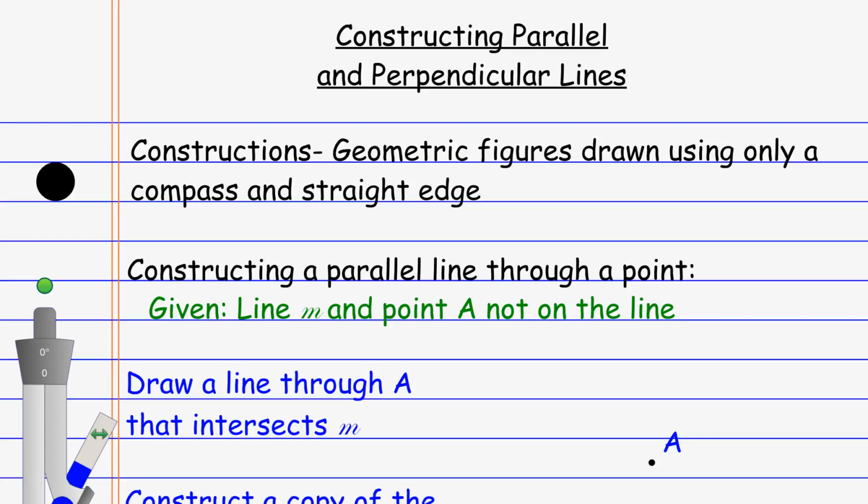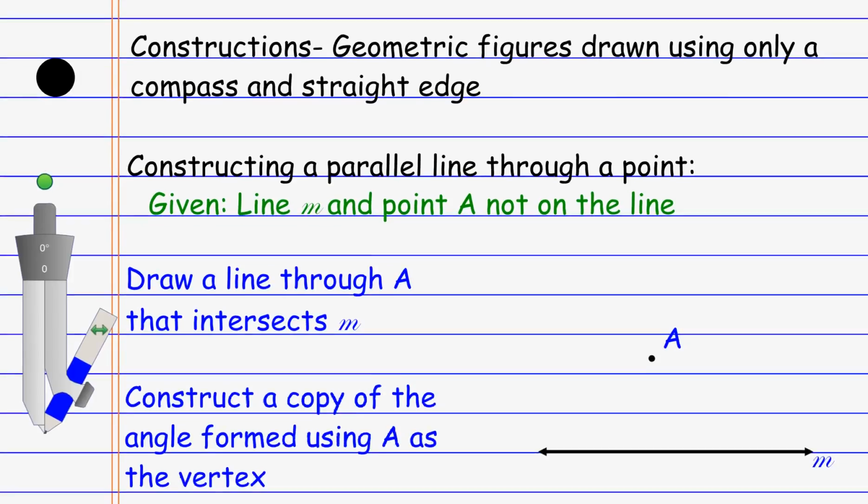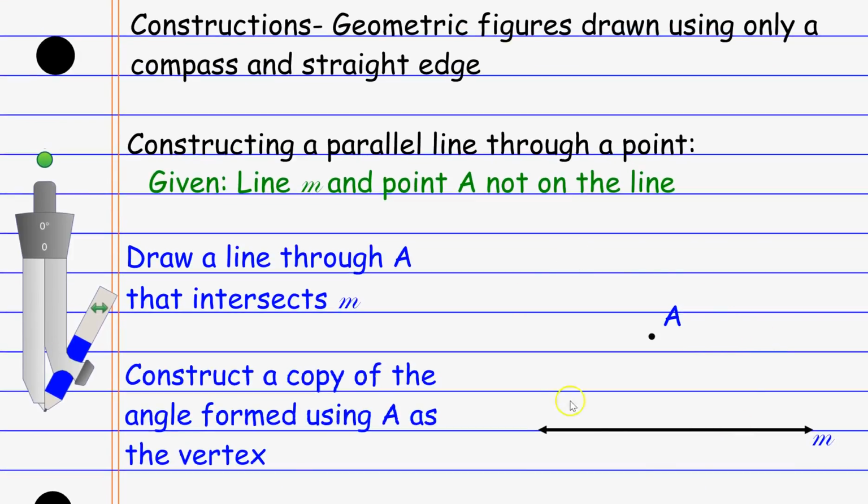But the first one we're going to do, we're going to construct a line that's parallel to another line through some given point. So the first thing I have here is I'm given line M, so some line, and some point A that's not on the line. So a line and a point that's not on the line, and I have it drawn down here. We can see line M and we can see point A not on the line.